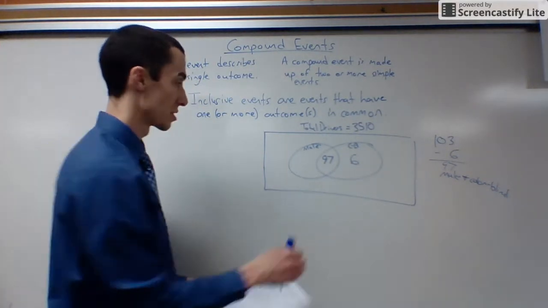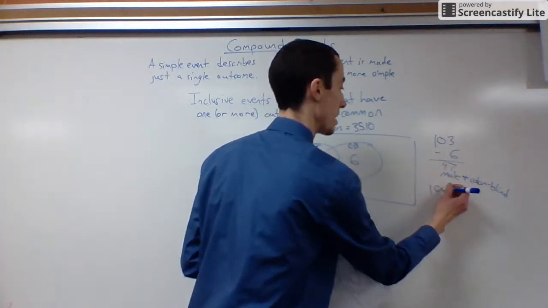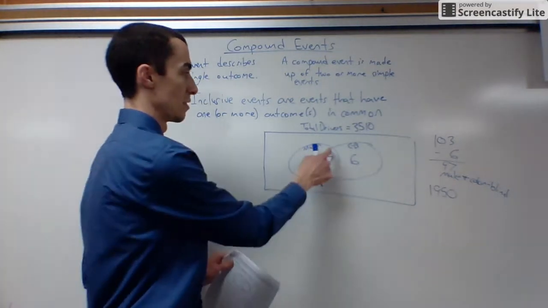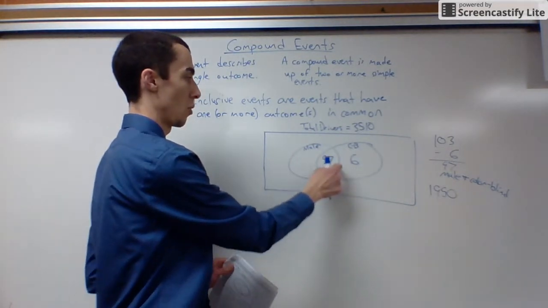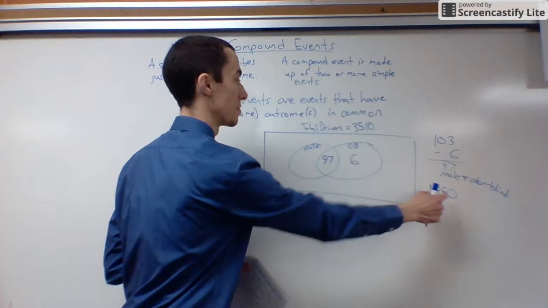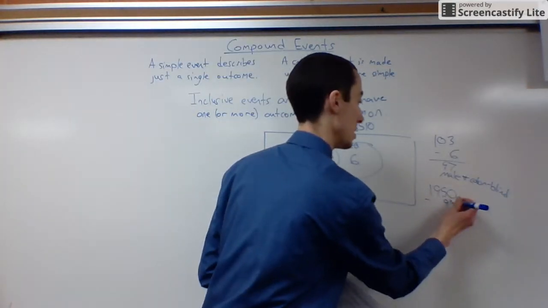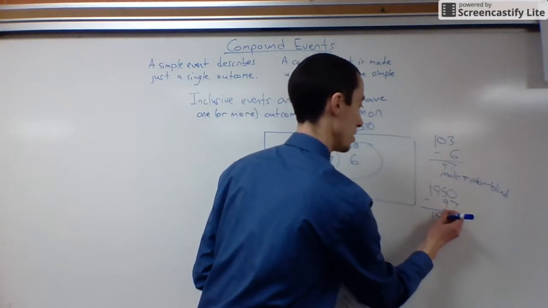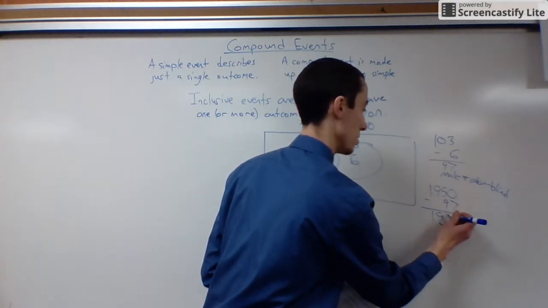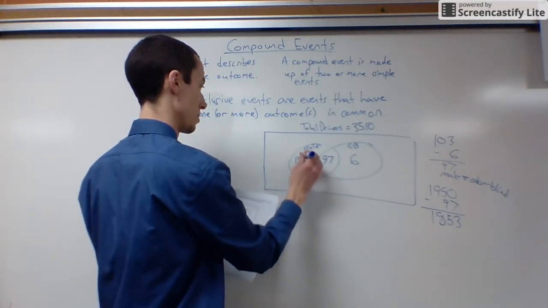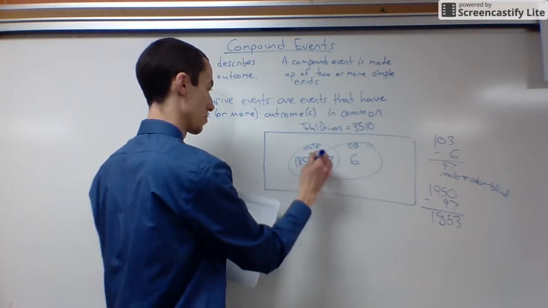Now the problem also tells us that we have 1,950 male drivers surveyed, which means that this whole region needs to equal 1,950. If this portion of it equals 97, then the rest of the region would have to be 1,853 people in this region.